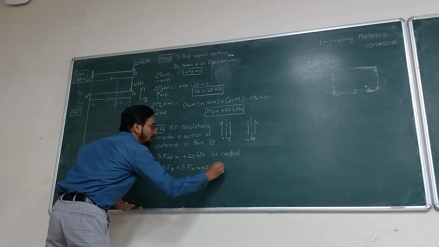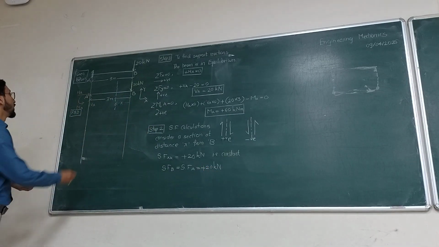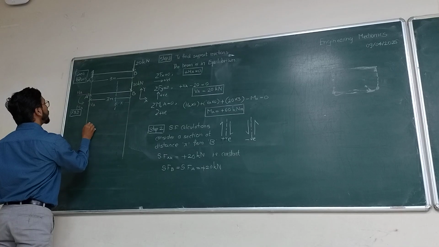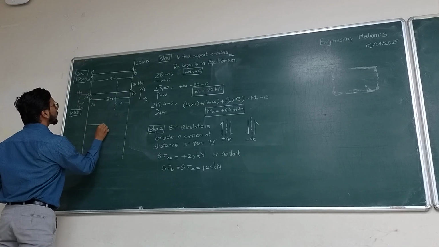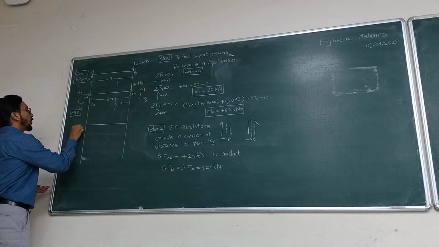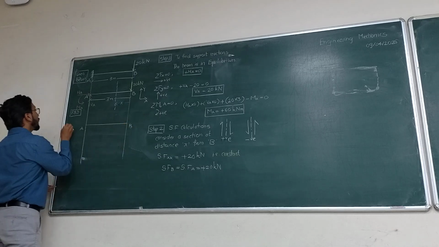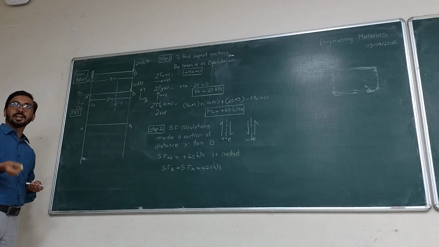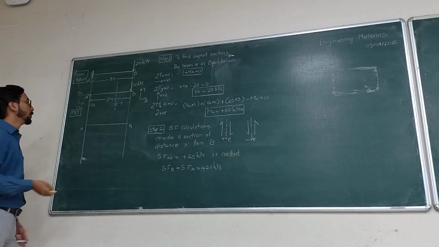Can you draw the SFD of this? Yes. Shall I draw the SFD? So SFD is very easy. This is point A, this is point B. So shear force at A and B both are plus 20 kN.